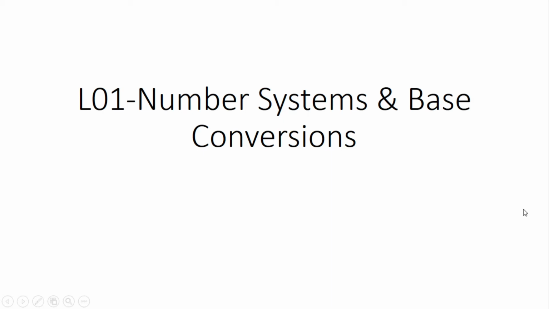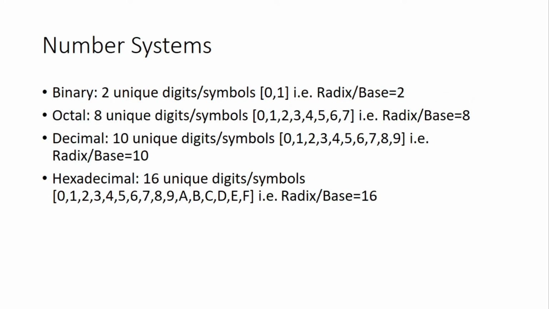Hello everyone, welcome to this first lecture, and in this lecture we're going to talk about number systems and base conversion. So we're basically going to talk about four number systems: binary, octal, decimal and hexadecimal. As the name suggests, binary has two unique digits or symbols, 0 and 1, and this is what we refer to as the base or the radix of the number system. And so the radix or base of the binary number system is 2.